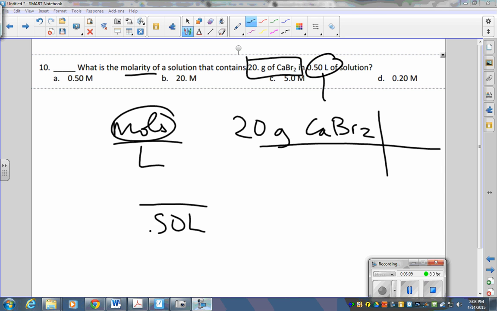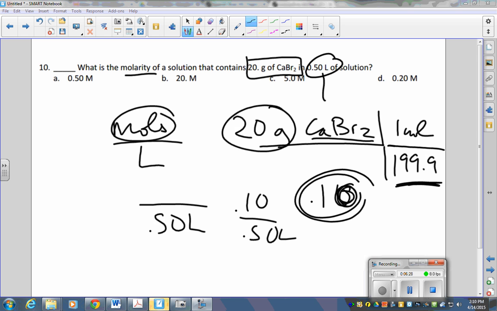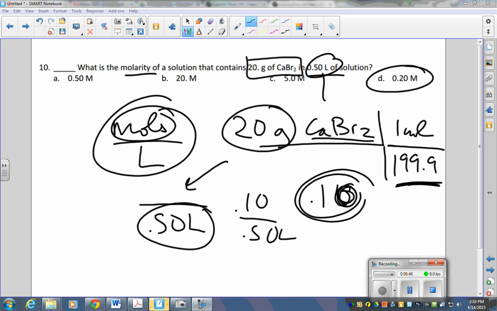So what you do is you take the 20 grams of CaBr2, divide by the molar mass, which is 199.9. I'm going to get 0.10. And then I'm basically going to double stack. I'm going to go 0.1 divided by 0.5. And ultimately that's going to be 0.2. You're going to end up with 0.2 molarity. Remember, molarity is moles over liters. So I check, I got liters, I drop it on the bottom. I just need to add moles on the top. I check I have grams, I convert it, double stack it, and I'm good to go.